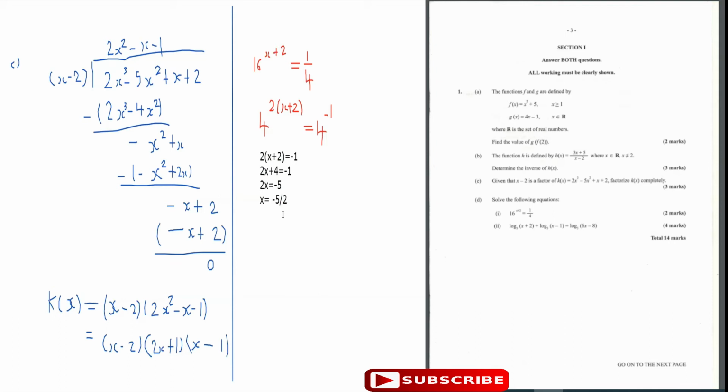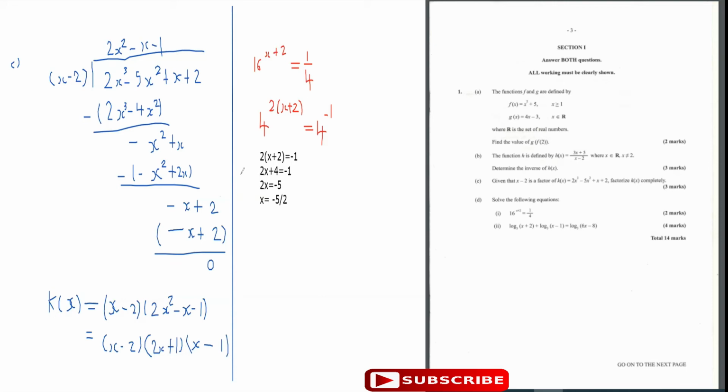And anytime you're in doubt, you can check it. Check your answer. If x is negative 5 over 2, you can say negative 5 over 2 plus 2 and 16 raised to that power. You get your quarter, so this is indeed correct.